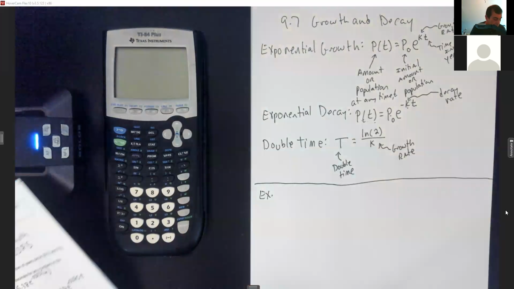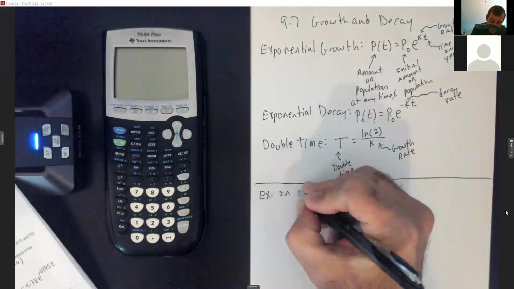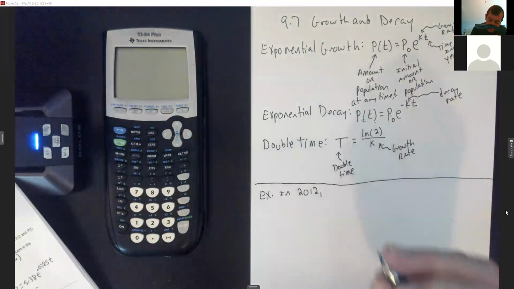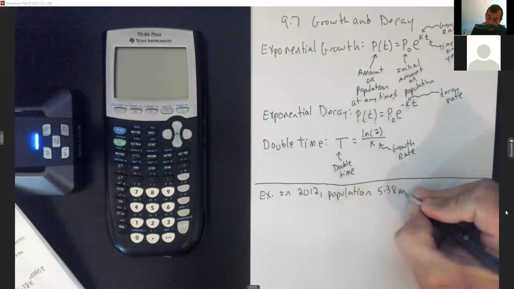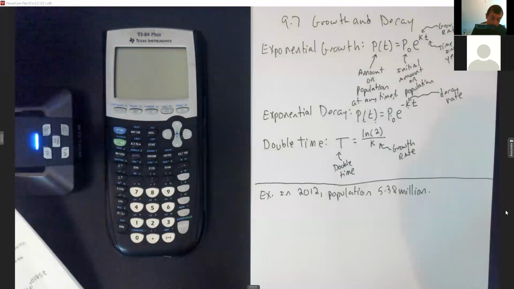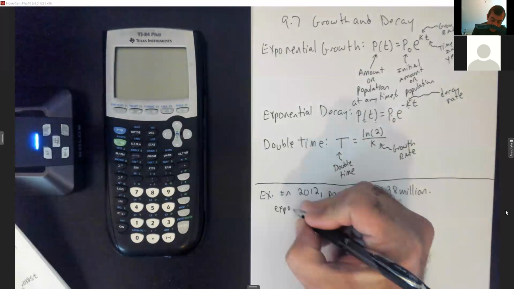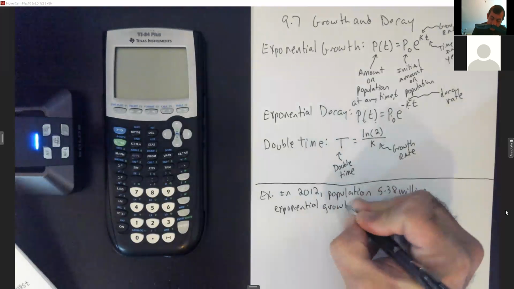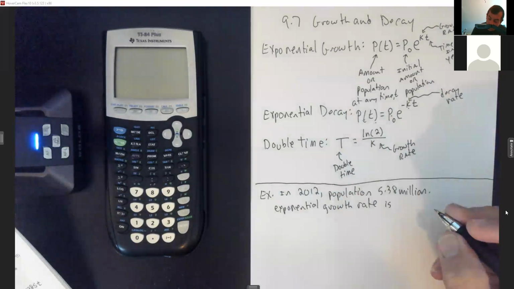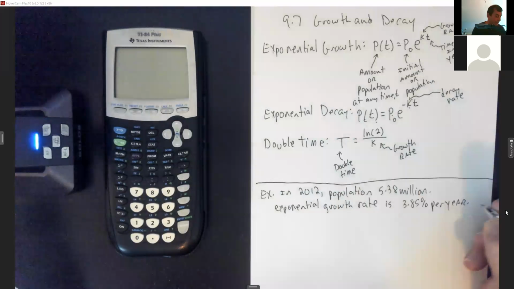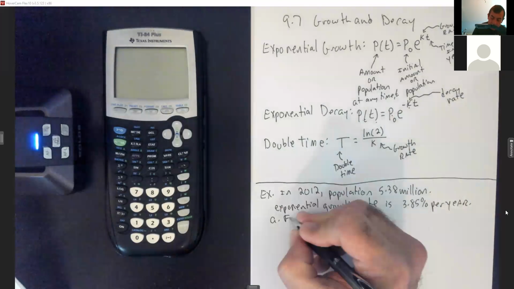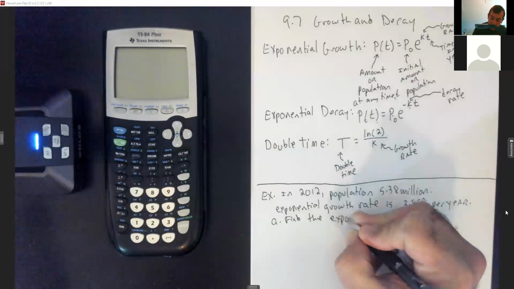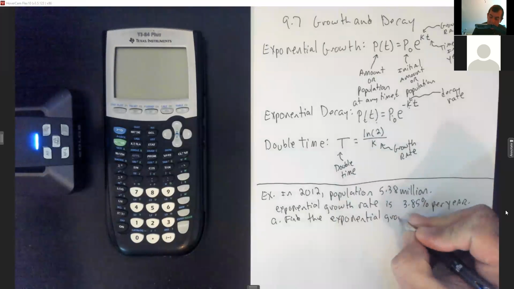So in this first example, they're telling me that in the year 2012, the population of a city is 5.38 million. The exponential growth rate is 3.85% per year. There's four things they want us to find. So A, they want to find the exponential growth function.